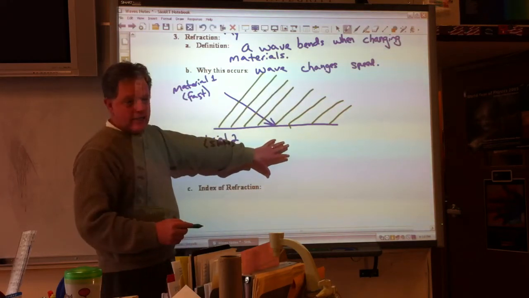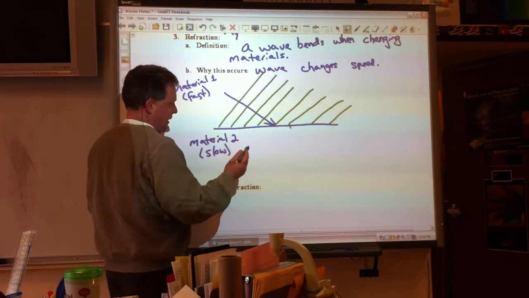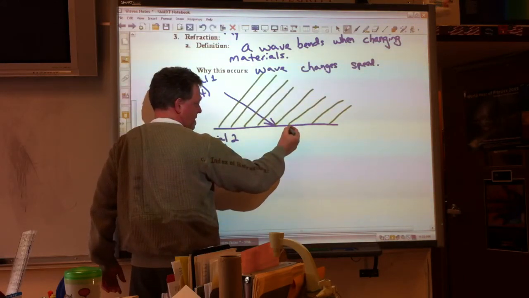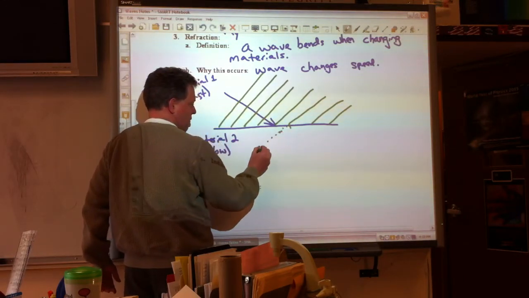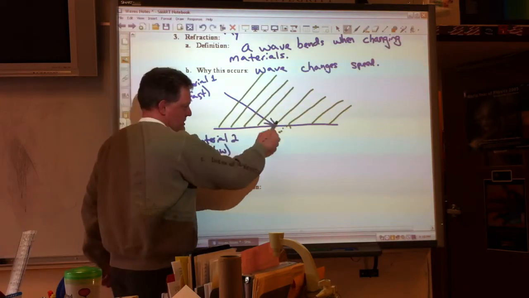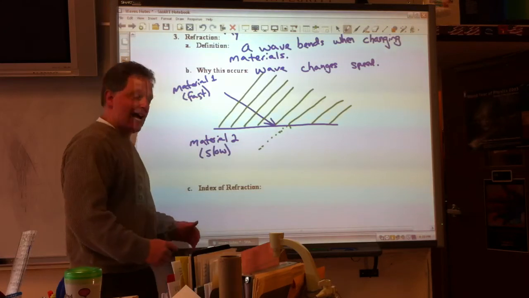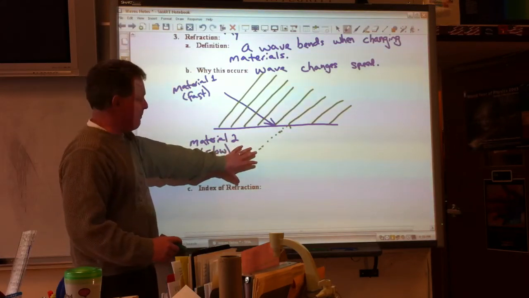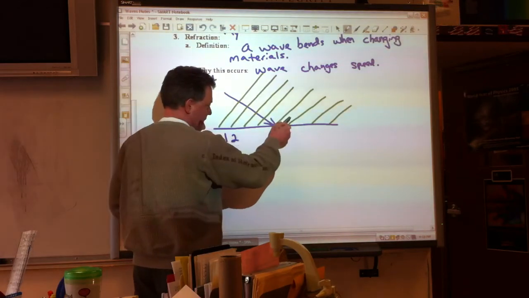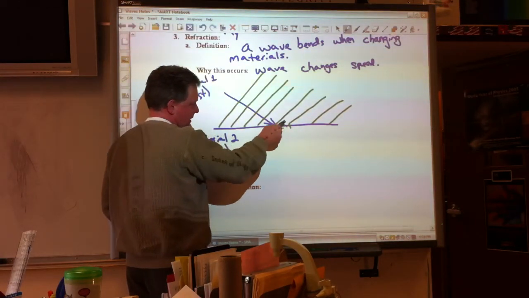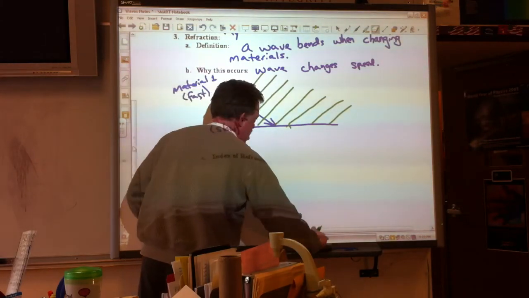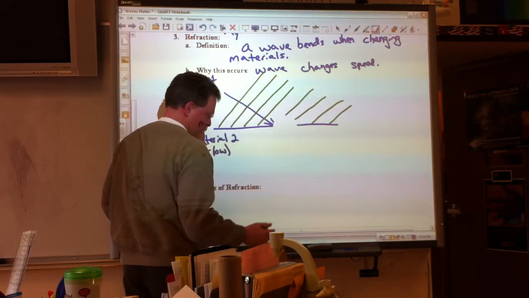Now, what's going to happen when they get to this barrier? Well, if, and don't draw this line at this moment, if the wave didn't change speed, the wave front would stay nice and straight like this, okay, and these would just continue going this way. But because it's slowing down, when it gets to this material, it's going to lag behind. So instead of doing this and staying up with it, it's going to end up getting behind it. So it's going to look like this.